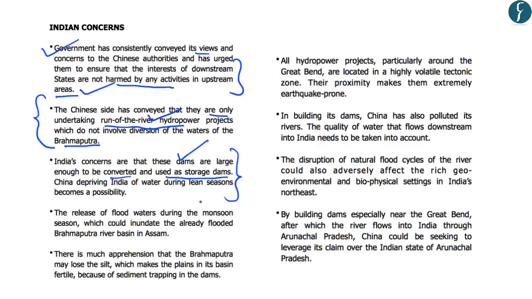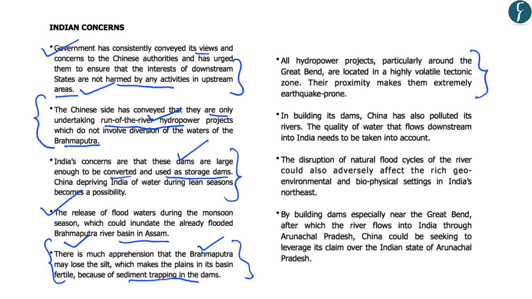Also, in the monsoon season, if more water is released from these dams, there can be flooding in the Brahmaputra basin in Assam. Moreover, if dams are constructed in China, silt can get trapped in these dams. And if this silt is trapped in the dams, it will not reach the lower riparian areas of Brahmaputra. And this silt is one of the most important for making the Brahmaputra basin fertile. So, as such, India has also raised this kind of apprehensions.